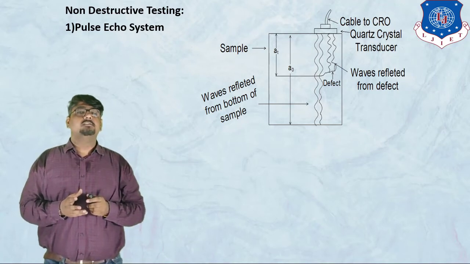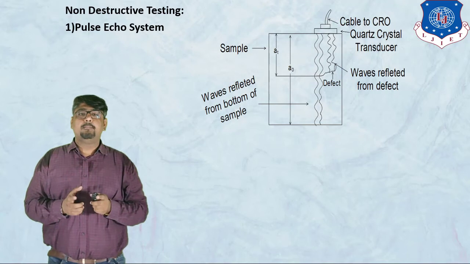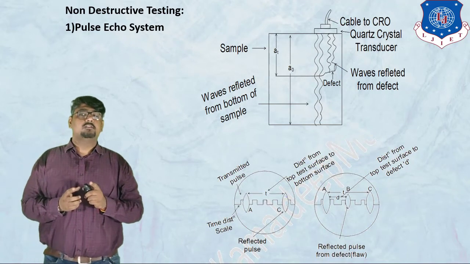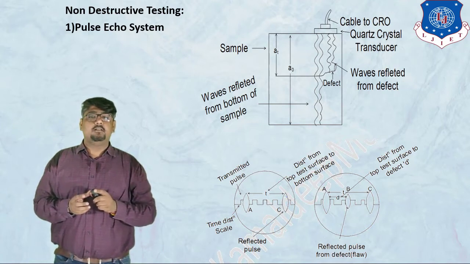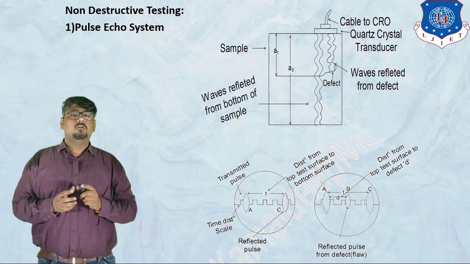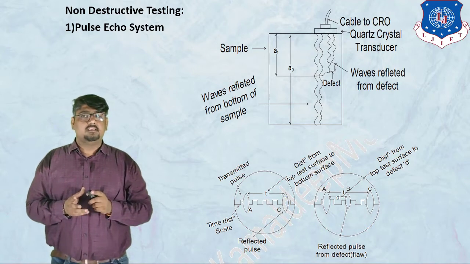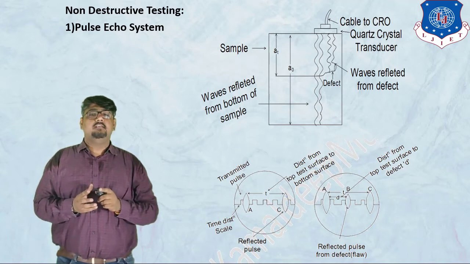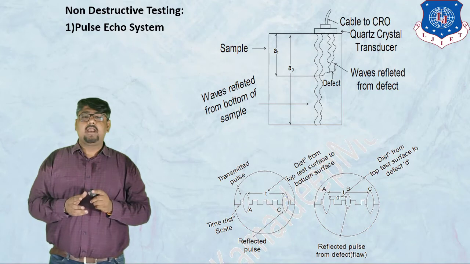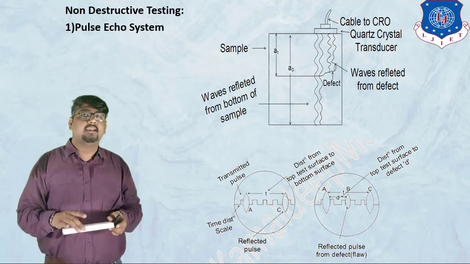As the wave passes through the top surface of the sample, there will be a pattern or peak on the oscilloscope screen at A, and if there is no defect in the sample, the peak of the reflected pulse will appear at C. If the sample has a defect or a flaw, then the wave will get reflected back and a smaller peak will appear on the screen at B. Let us understand this with an example.